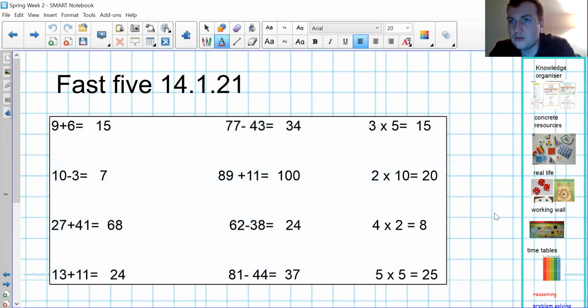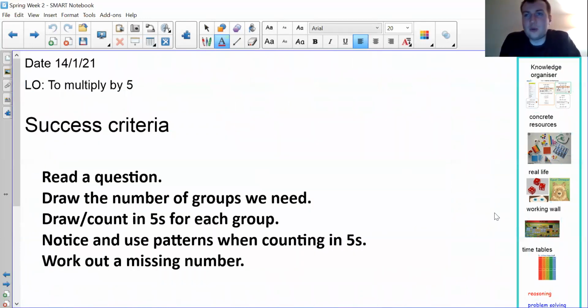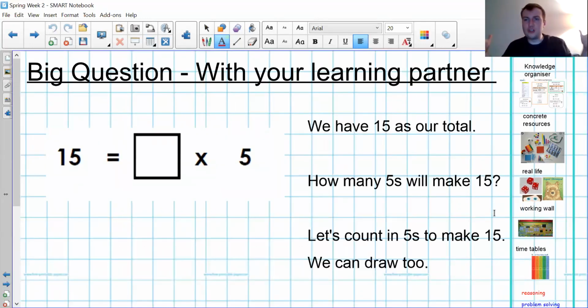So mark all those for me, and then we'll move on. Right, so we've done 2s, we've done 10s, we're on to our 5s, right? So 15 is our total. How many 5s do we need to make 15? Think about how we've done these types of questions before. Have a go, pause the video. Go.